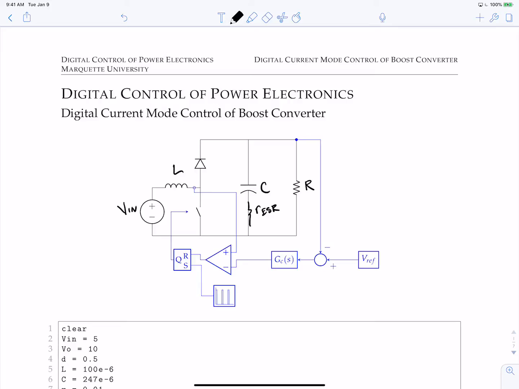So in black here in our diagram, you can see that we have a traditional topology for a boost converter, and we've also modeled the RESR, the resistance of the capacitor, because this generally tends to show up in the plant transfer function. It's very important to know what that is in order to make the system stable. And in blue here you have the traditional control structure for current mode control of a boost converter.